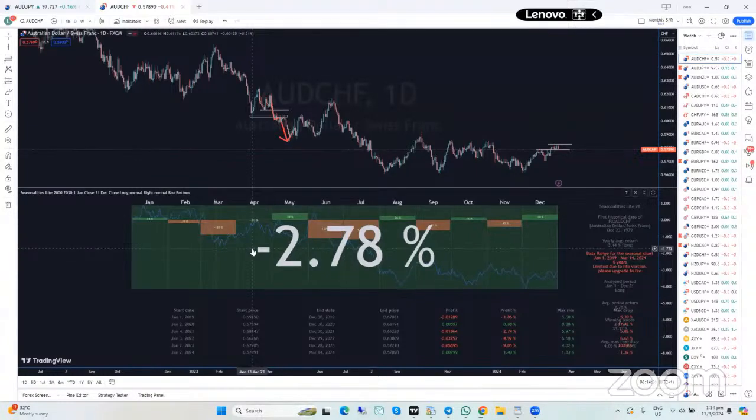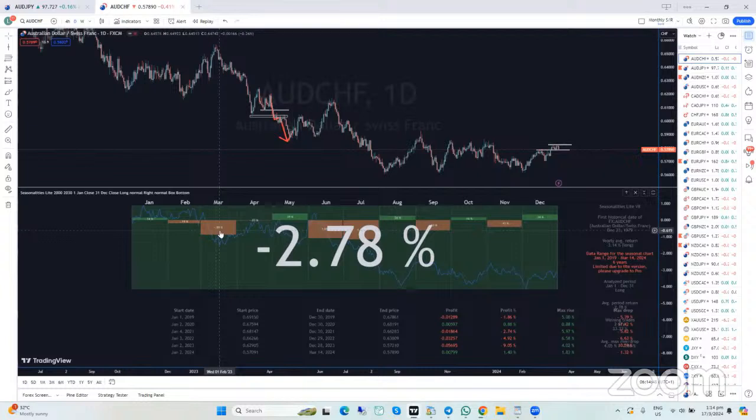Why I've taken an interest is this: let's look at Aussie Swiss. Now we're in the middle of March. You can see that seasonally, the Aussie Swiss should have taken a fall, should be in the negative range. This is not something where I'm actually interested.